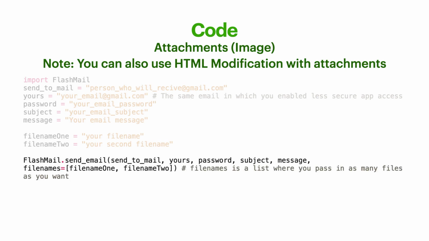Next, you want to use the flashmail.send email function once again. You want to specify everything, but in the end, after message, you have to say file names is equal to a list of the file name variables. This is just the list where you can pass in as many files as you want, and you don't even have to create it as a variable. You can just pass it in to this function. Also note that you can use HTML modifications alongside the attachments code, and you can combine them.